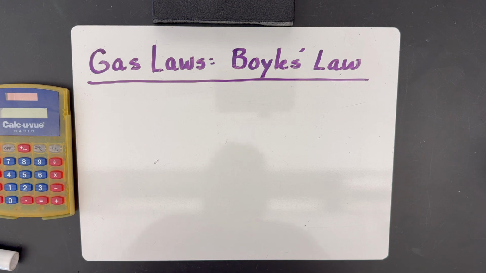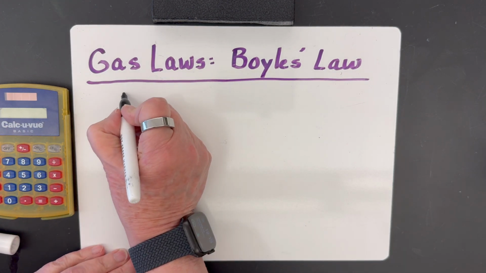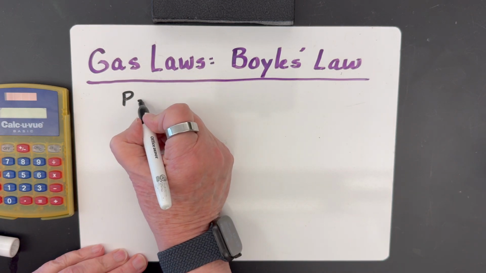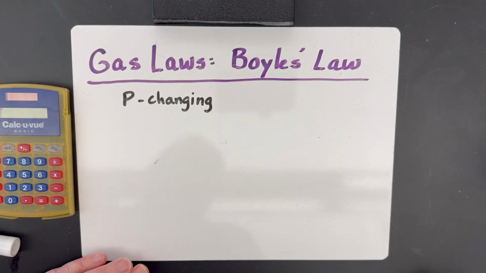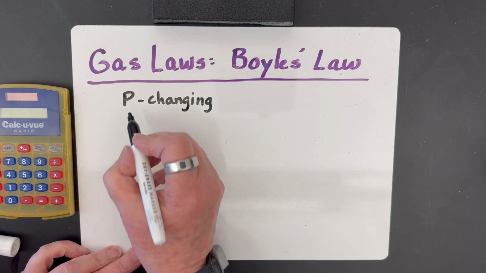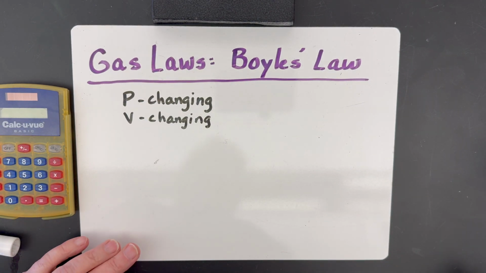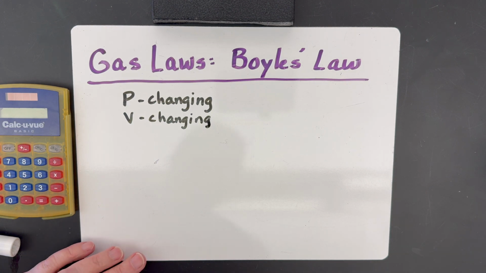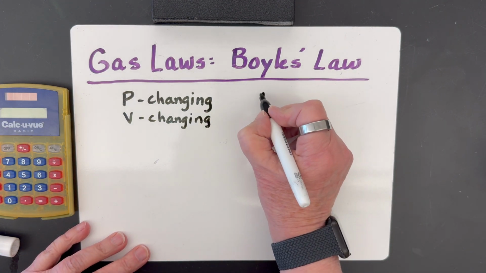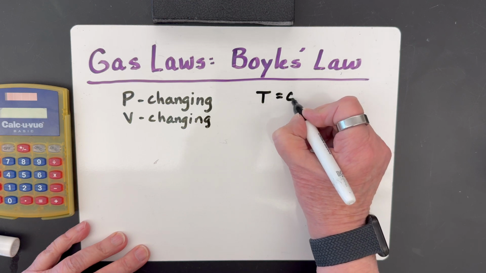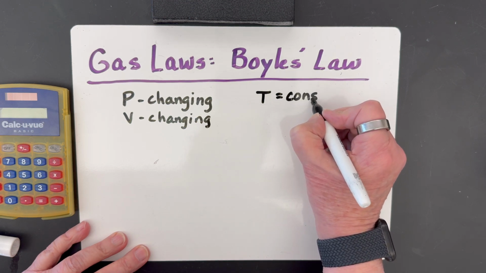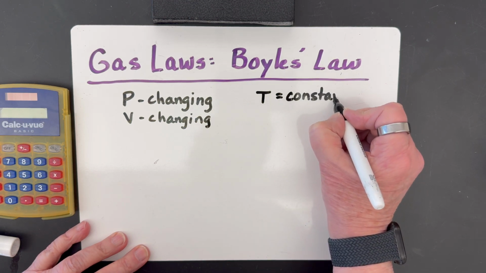Today we're going to work through some Boyle's Law problems. So first let's discuss what Boyle's Law can be used for. Boyle's Law is used when pressure is changing for a gas, and when you change the pressure, it changes the volume. Temperature is not changing in Boyle's Law problems. So temperature is constant. That means not changing.